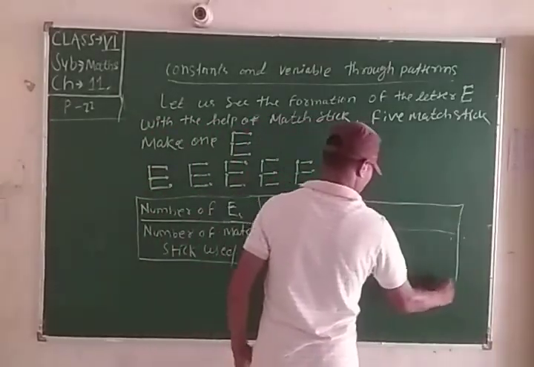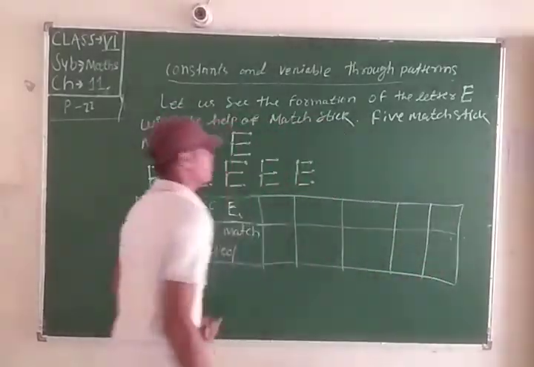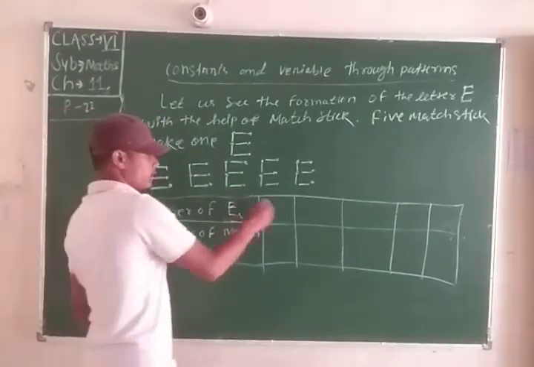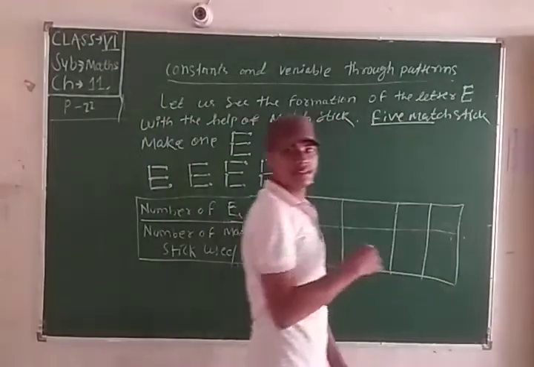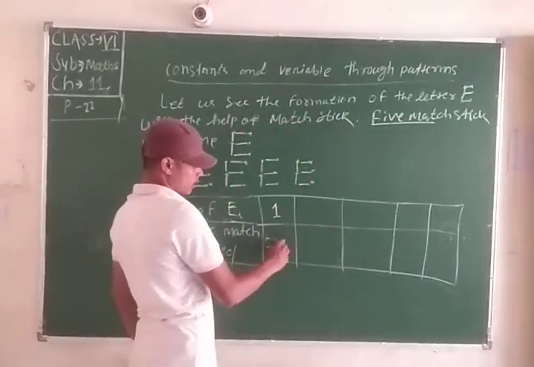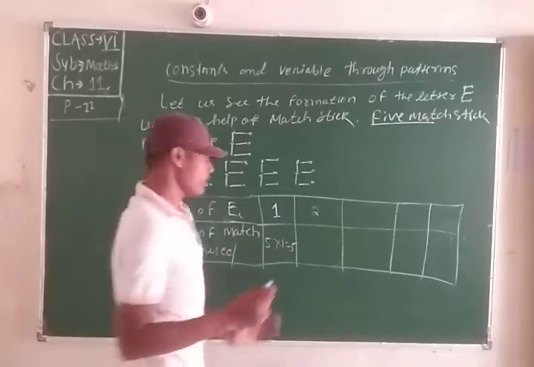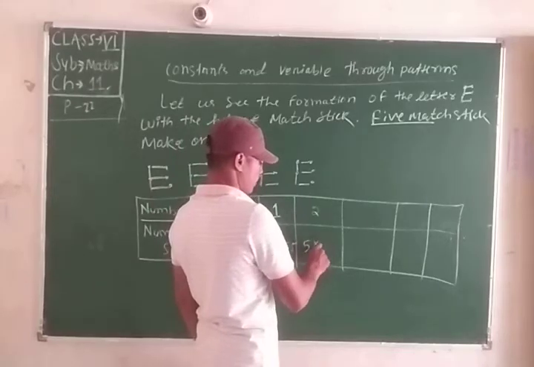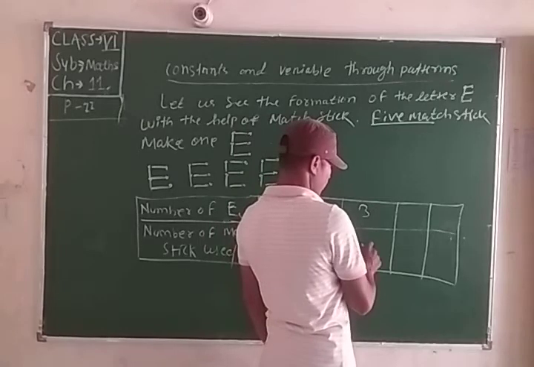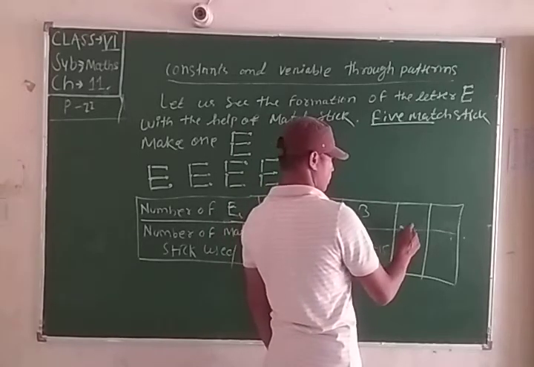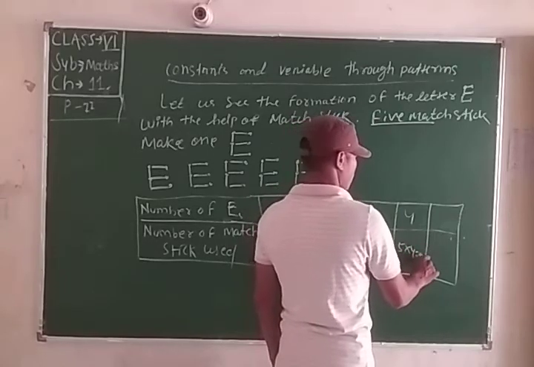See, when we draw 1 E, how many matchsticks are needed? 5 matchsticks are needed. So 5 into 1 equals 5. If we take 2 Es, that means we draw 2 alphabets E, then how many matchsticks are needed? 5 into 2 equals 10. When you take 3 Es, 5 into 3 equals 15 matchsticks. Then we take 4, then 5 into 4 equals 20 matchsticks.